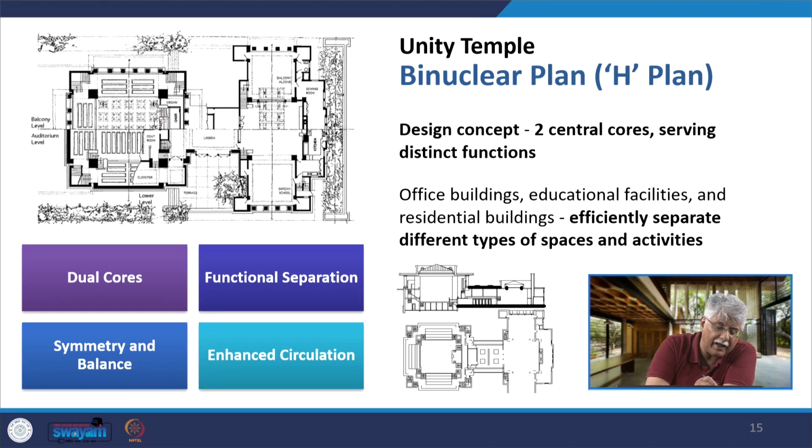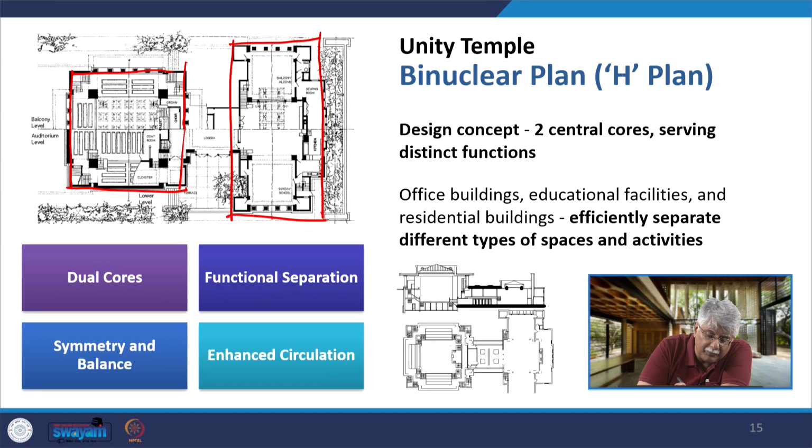If you look at the plan here, you will find it's got these two units. One unit which I am marking right now is the worship area, and this other unit that I am marking now is the administration area. The area that I marked here, this squarish one, is the worship area. Connecting the two is this passage area. Therefore, it becomes an H plan.